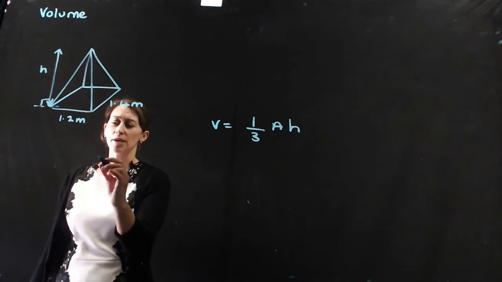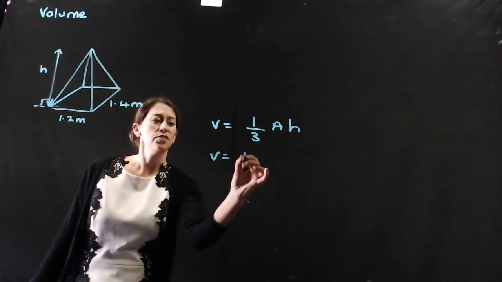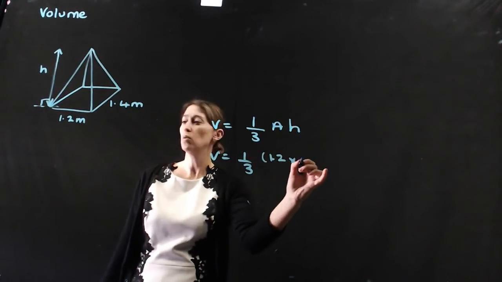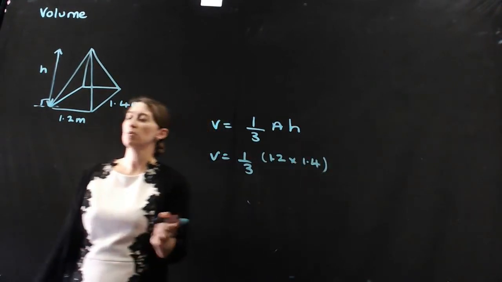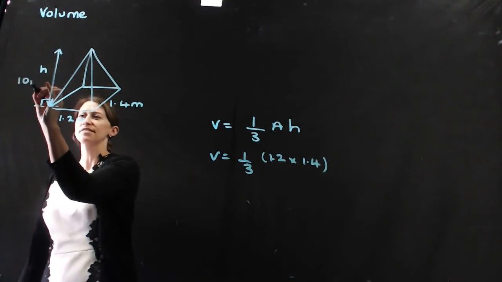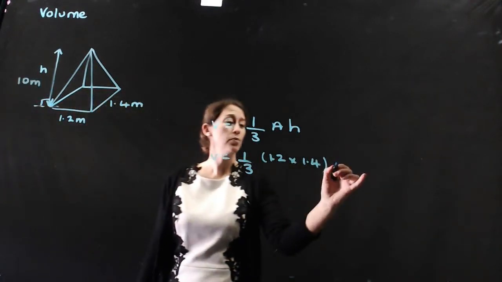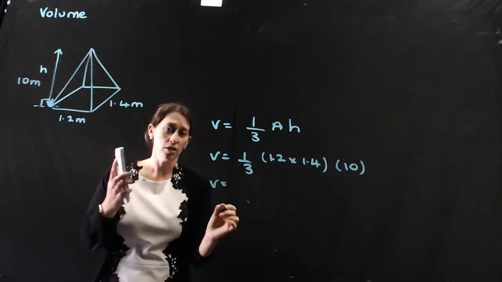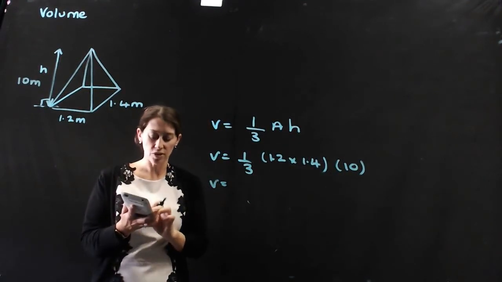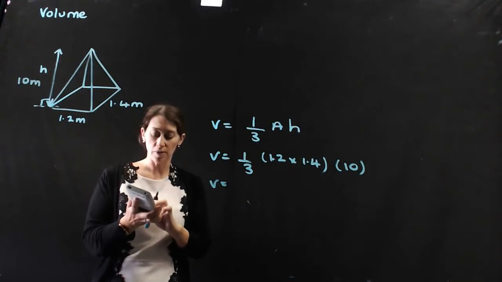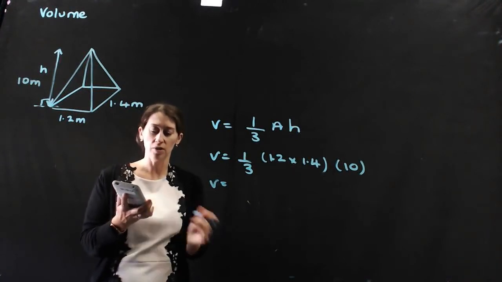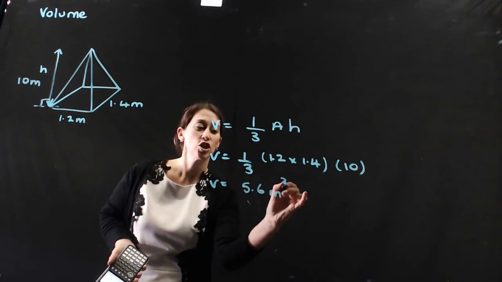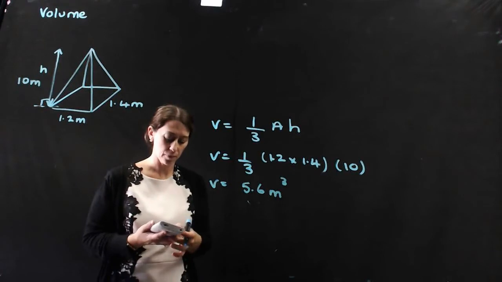The volume of this shape: I need to work out the area of the base, which is 1.2 multiplied by 1.4, and then I need to multiply it by the height. Let's say the height is 10 meters, so I'm going to multiply it by 10. Working all that out on the calculator, I get 1.2 times 1.4 multiplied by 10, and then I'm going to divide the whole answer by 3. I get 5.6 meters cubed because I'm dealing with volume.